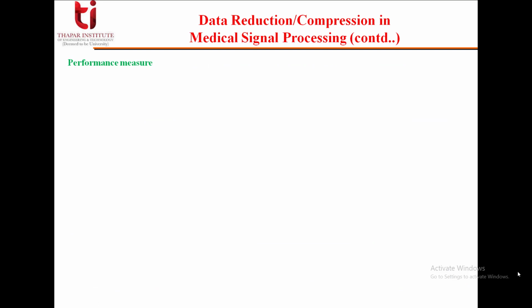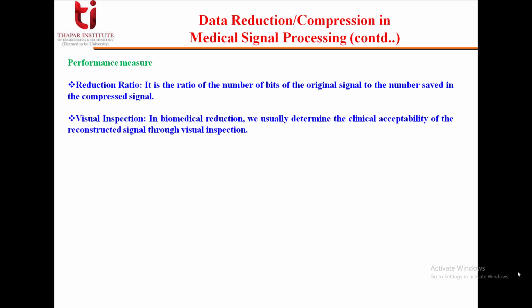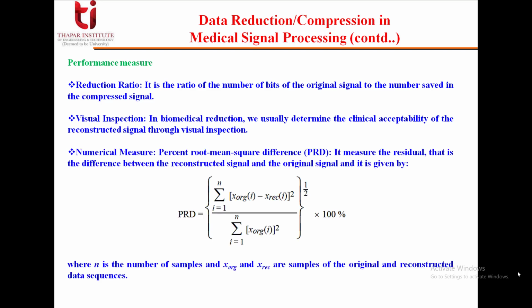Now, what is the performance measure? How can we measure whether this reduction technique is better or not? So first is the reduction ratio. It is the ratio of the number of bits of the original signal to the number of bits that are saved in the compressed signal. Next is the visual inspection. In biomedical reduction, we usually determine the clinical acceptability of the reconstructed signal through visual inspection. Then there is a numerical measure.